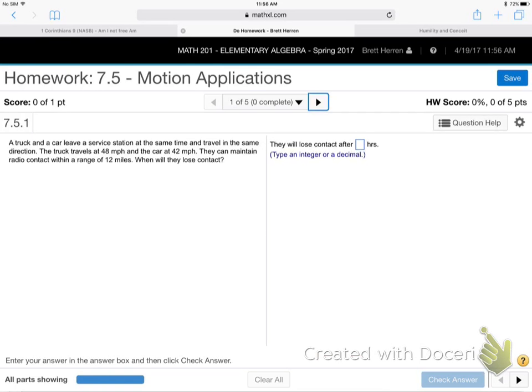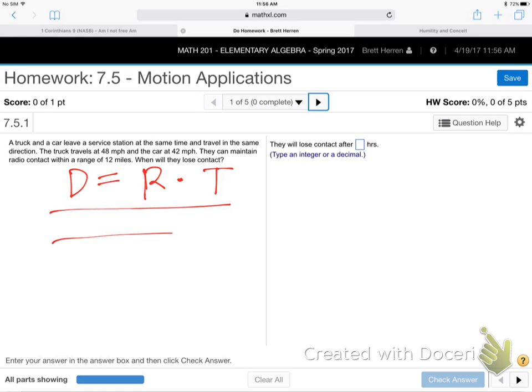Okay. So this is motion problems. A truck and car leave a service station at the same time, traveling in the same direction. The truck travels 48 miles an hour, the car 42. Did we do some of these before? Have we done travel before? Okay. So distance is rate times time. We're doing that again. Distance equals rate times time.